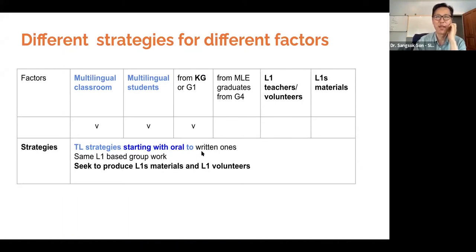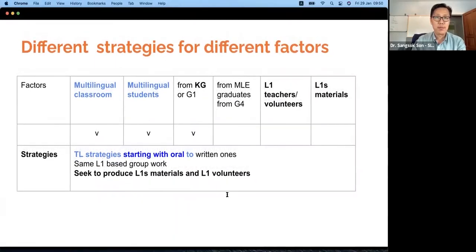So this is the one that I'm actually working on to develop soon. Since they are multilingual, we can still use translanguaging strategies like a spinning top, but starting with oral, because there are a lot of songs, and then slowly moving into emergent writing. Okay. And since they don't have volunteer teachers, we need to seek L1 material and L1 volunteers. So I think this is it for now.